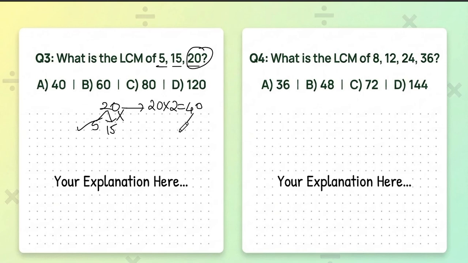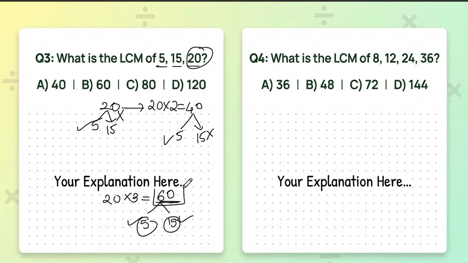Again the same thing. Does 5 divide 40? Yes. Second, does 15 divide 40? No. So scale up this number one more time. So 20 multiplied by 3 now, which is 60. Again the same step. Does 5 divide 60? Yes. Second number is 15. Does 15 divide 60? Yes, 15 fours are 60. So now both the numbers divide 60 perfectly. So 60 is our LCM for this question.